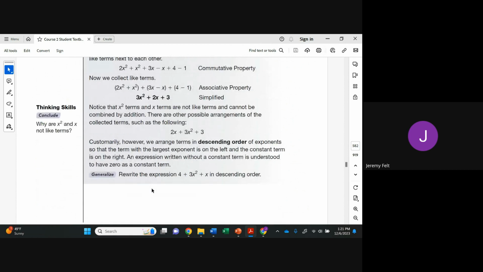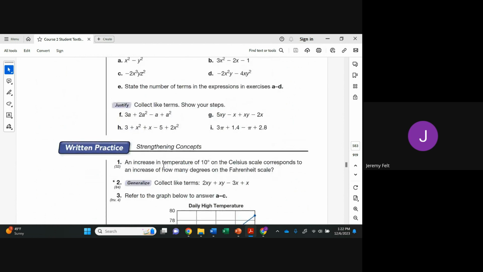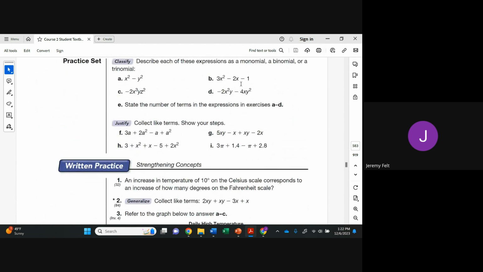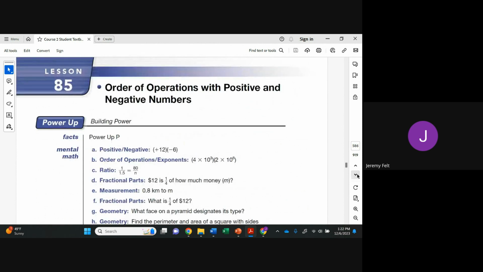Okay, so we have it listed in descending order. It's not that if we had 3 plus 2x plus 3x squared that is necessarily wrong. It's just down the road when you get into trinomials and quadrilaterals and things like that, it's going to make it a lot easier if we just get in the habit of writing it in descending order. All right, we will go over these again, terms, combining like terms, when we get to class.